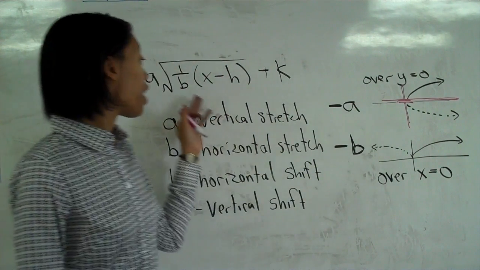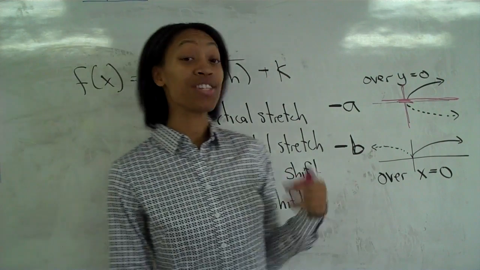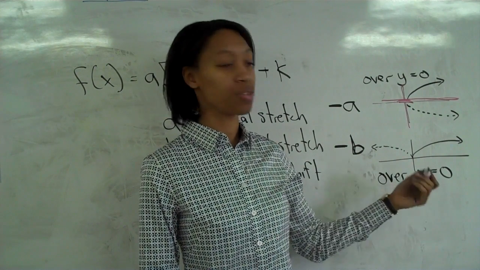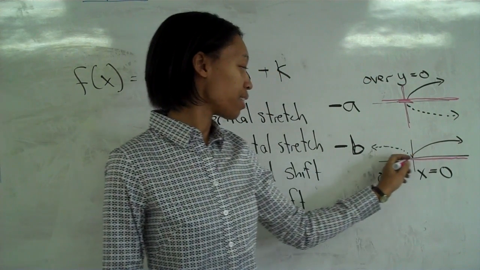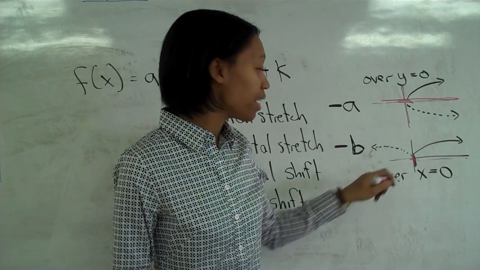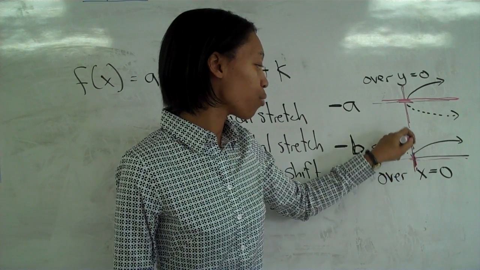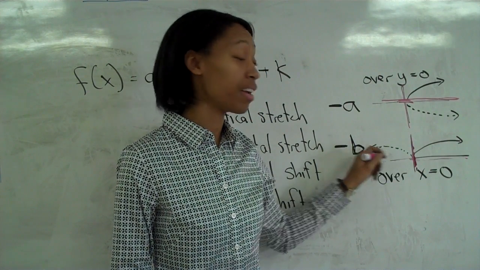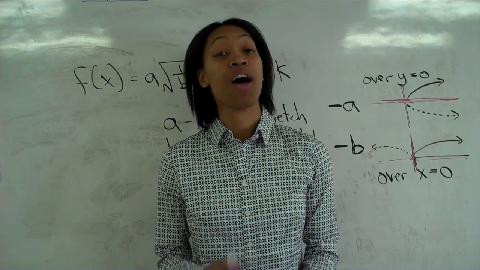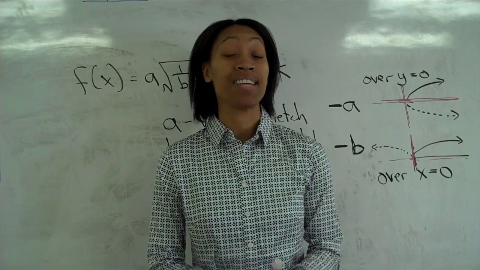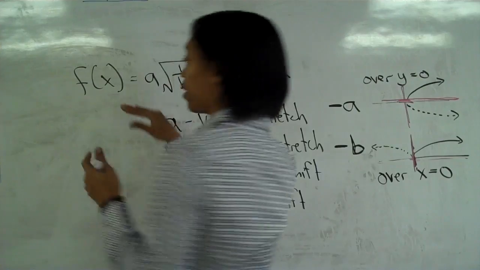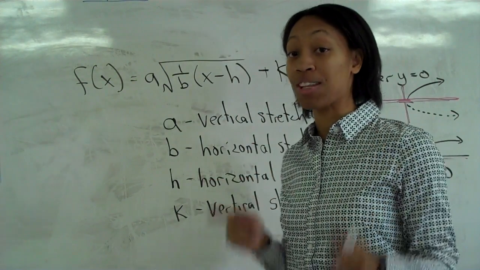If the b value, the value on the inside, is negative, that's also a reflection. But this time it's going to reflect over x equals 0. So here's my x-axis. The x-axis is equal to 0 right here. If I draw a line through that and reflect over it, then that's what happens if the b value is negative. So if you have a negative a or b, that is a reflection of the graph. So now we have covered all the various scenarios that happen with this equation. Now let's look at some examples.